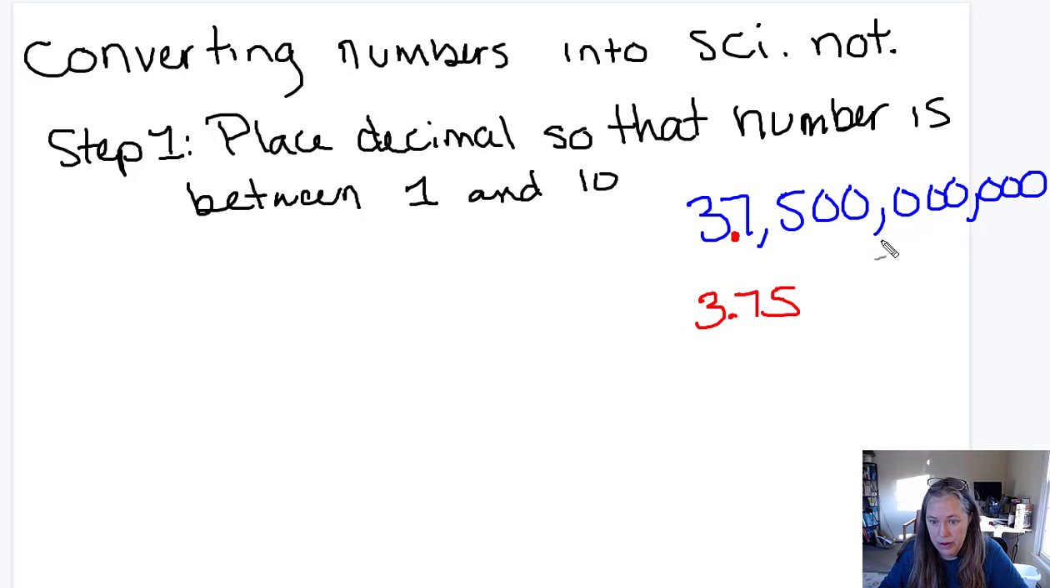So it doesn't really matter where the commas are. You're trying to place the decimal so that you have one digit in the units place. This units place is always going to be filled.